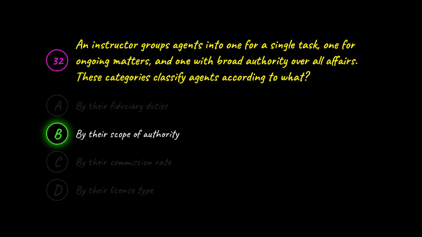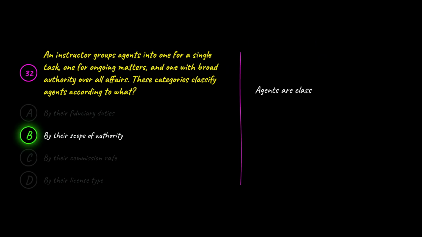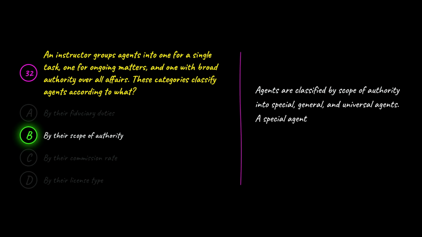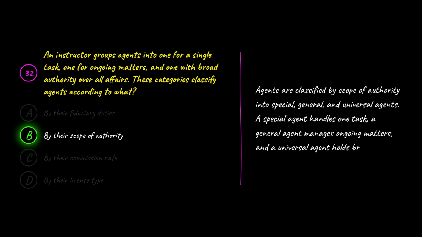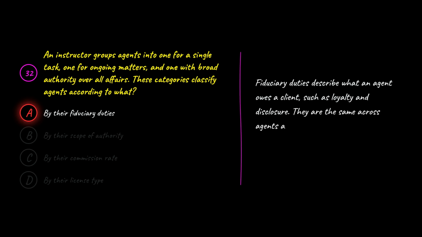The correct answer is B, by their scope of authority. B is correct because agents are classified by scope of authority into special, general, and universal agents. A special agent handles one task, a general agent manages ongoing matters, and a universal agent holds broad authority over the principal's affairs. A is wrong because fiduciary duties describe what an agent owes a client, such as loyalty and disclosure. They are the same across agents and do not create the special, general, and universal categories defined by authority.